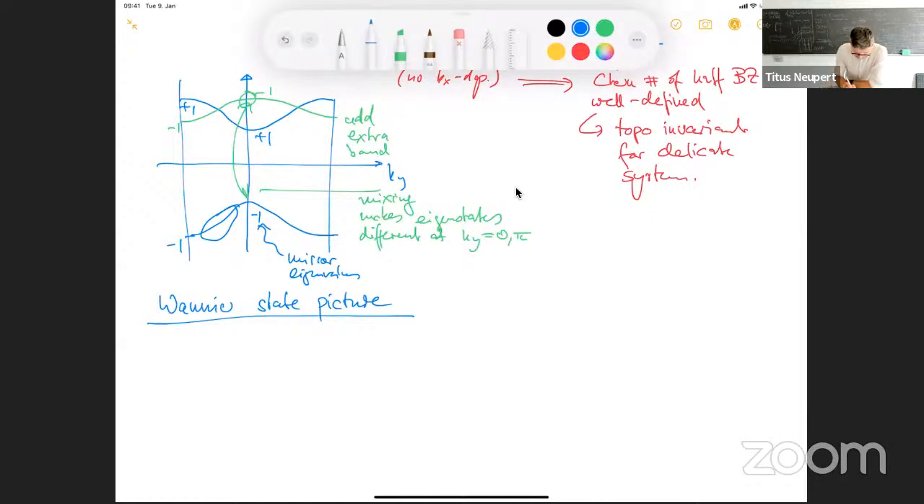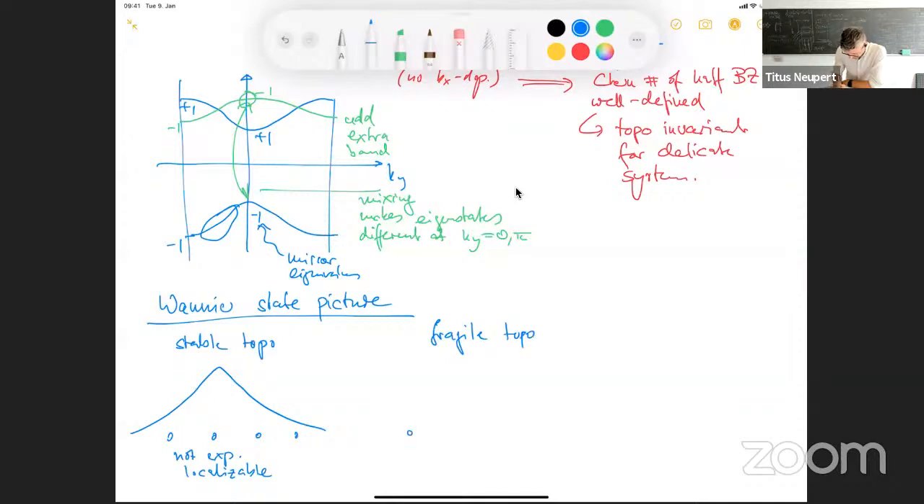On the level of the delicate, that's actually still a conjecture. So if you have a stable topology and you have your atoms, then no matter what you do, your Wannier eigenstates are very extended, so not exponentially localizable. If you have a fragile topological system, then the picture, if you impose the symmetry on the Wannier state, looks very similar. So note, for instance, that there's one option to evade that. Actually, even for stable topology, there's the option of evading that if you do away with the symmetry.